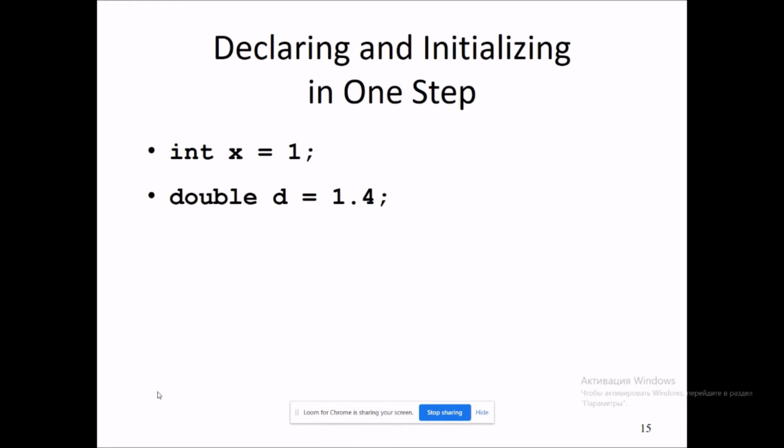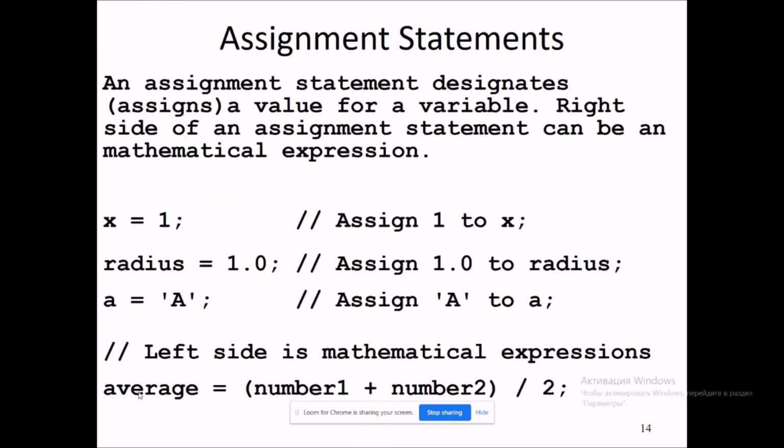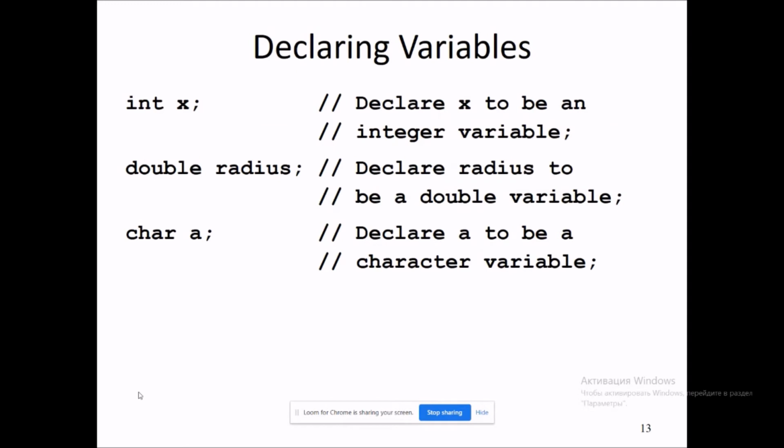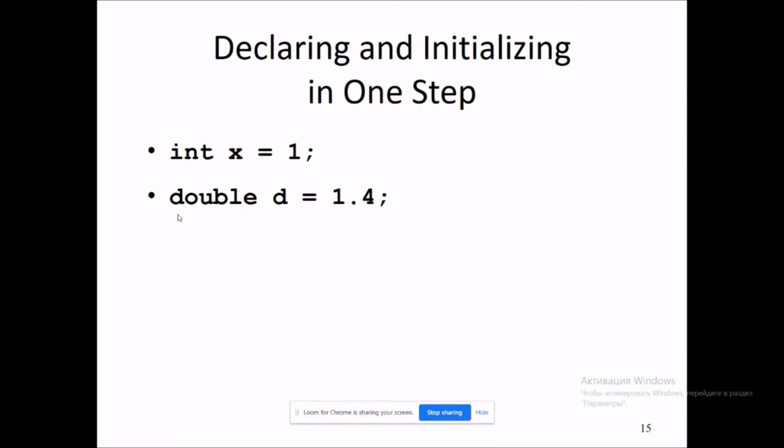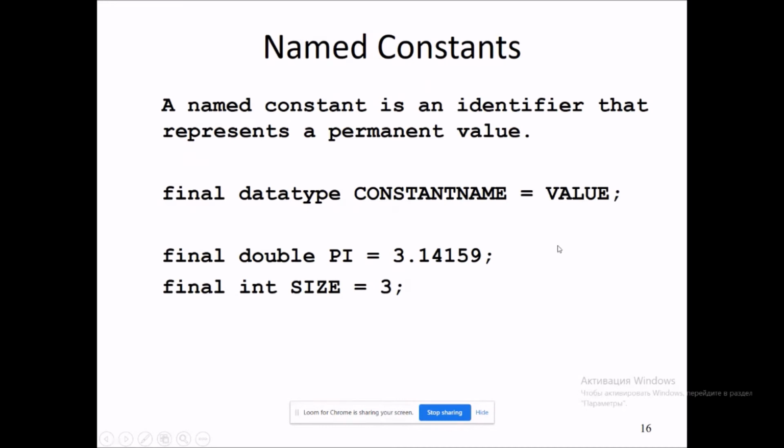Declaring and initializing in one step. Here we created some element first of all, and then we gave some value to that element. Or we can do it more easily. We can declare and initialize this variable at one time. You can say the name of your variable, and you can assign some value to that variable.